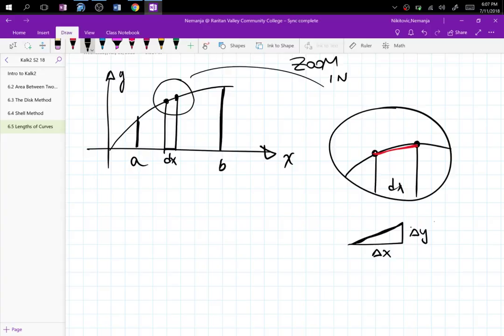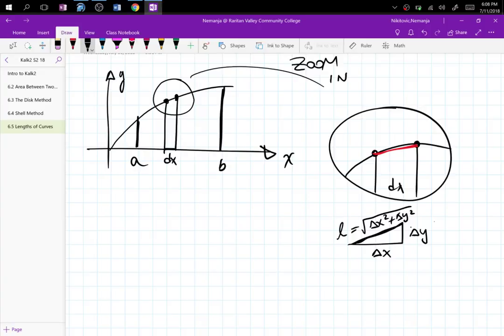And this length here, I'll call it lowercase l, is going to be, by the Pythagorean theorem, the square root of delta x squared plus delta y squared, if you use the Pythagorean theorem to calculate the length of the hypotenuse. Now this is for one of infinitely many rectangles, and we know how to deal with these things when we have many of them. We plug that into the integral. So you get that limit and summation and all of that kind of good stuff.